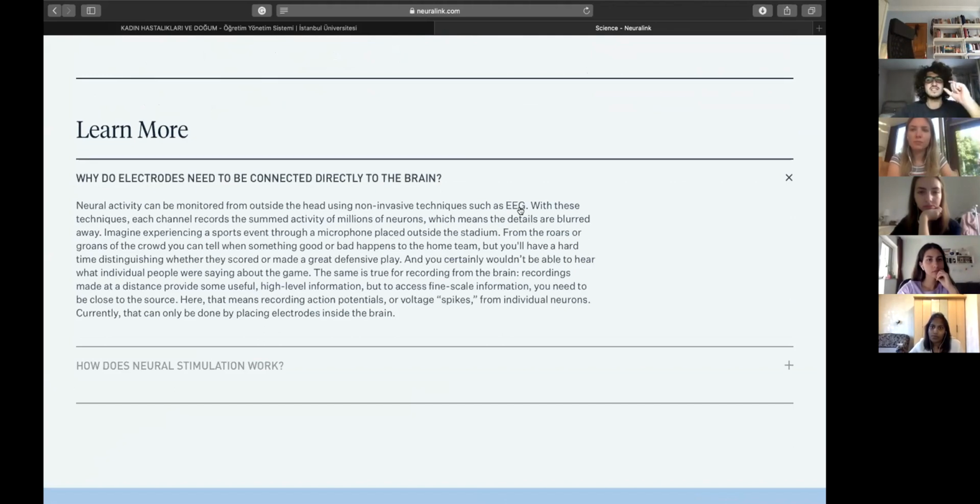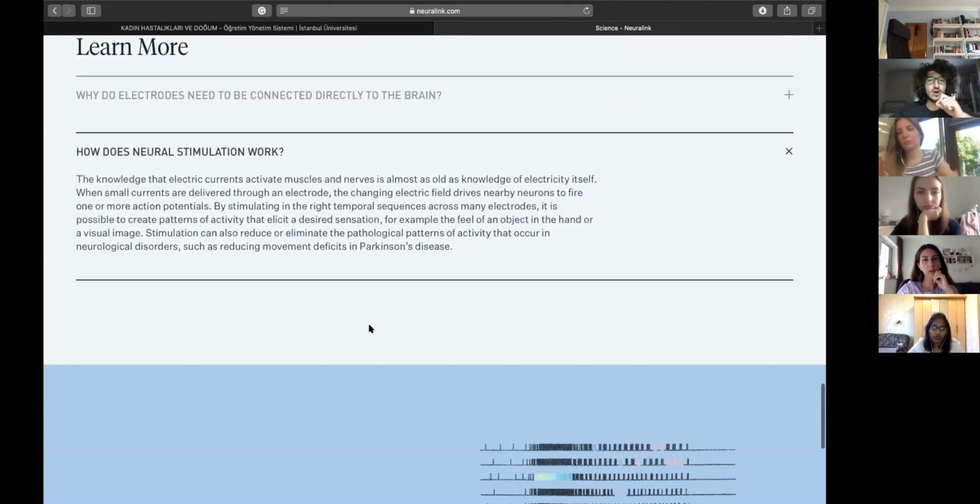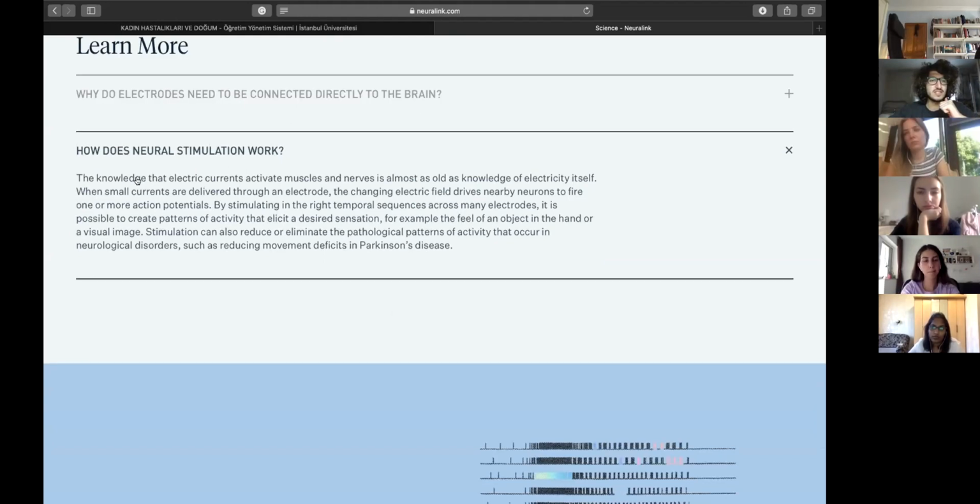So basically, the electrodes in the brain can work like non-invasive techniques such as EEG, and therefore we can monitor the brain signals. And monitoring brain signals can help us actually use some kind of brain-computer interfaces. So how does neural stimulation work? As you can see here, there are some examples and the electric fields.